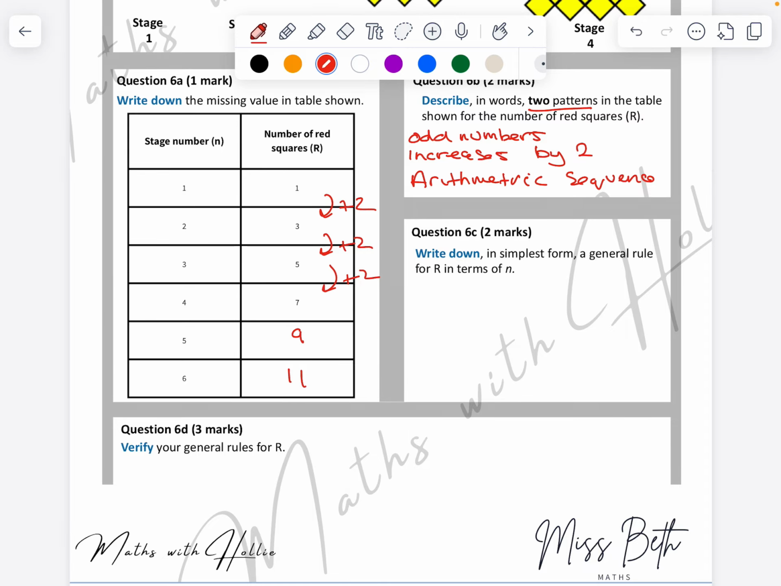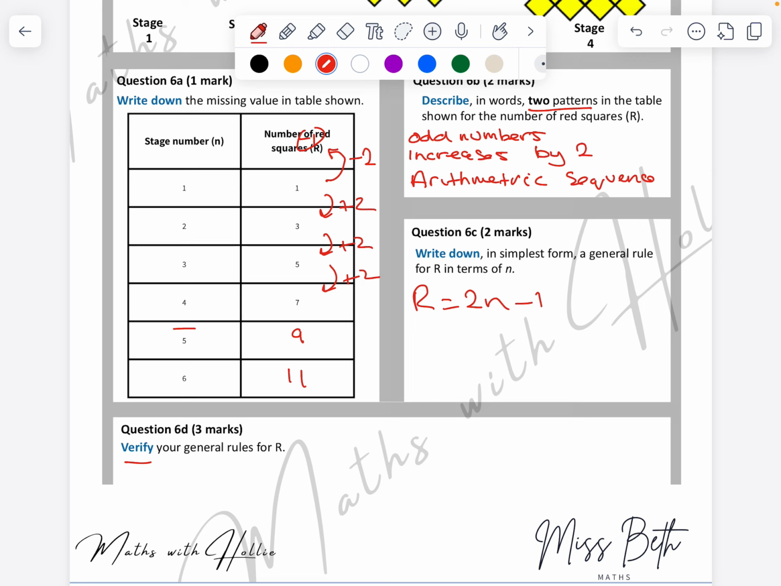Write down in the simplest form the general rule for R. Well, we know that the difference each time is going up in 2s, which is 2n. You can either work out the difference between 2 and the first term, which is -1, or you can just do the reverse of what the difference is, and that will get you -1 too.